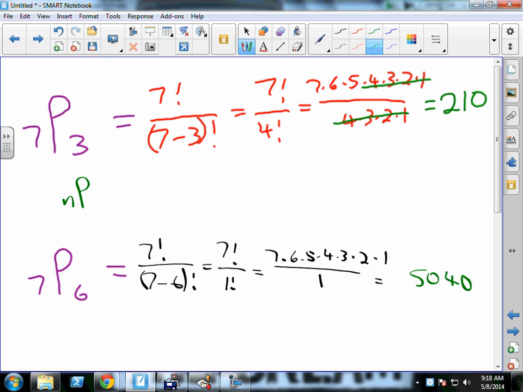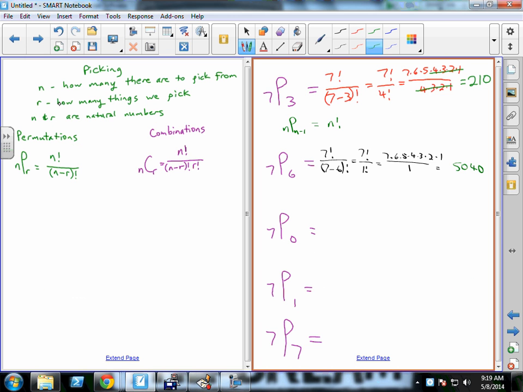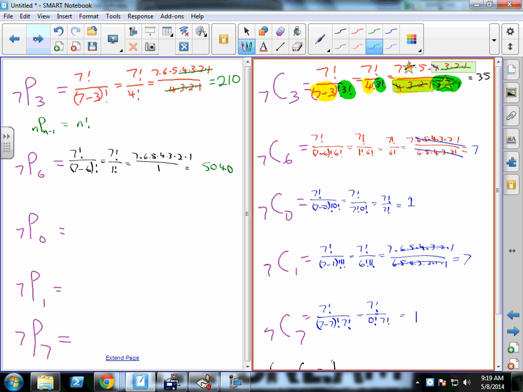Okay. So if we have n items and we permute them n minus 1 ways, that's always going to equal just n factorial. That's kind of weird. Do you want to see how to do this on the TI calculators? This is going to be so much easier. We've been spending a lot of time doing this without the calculator.